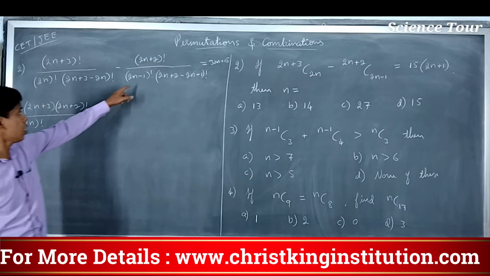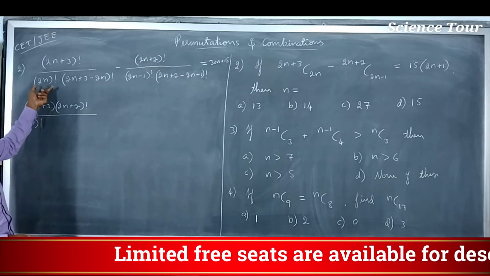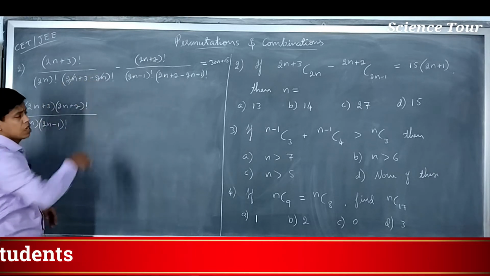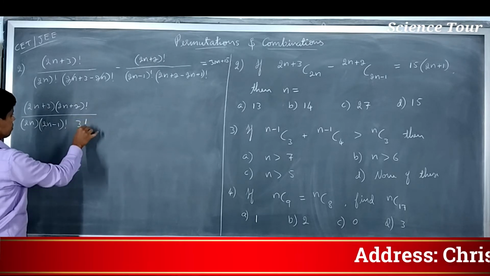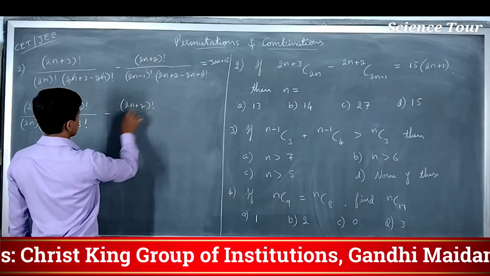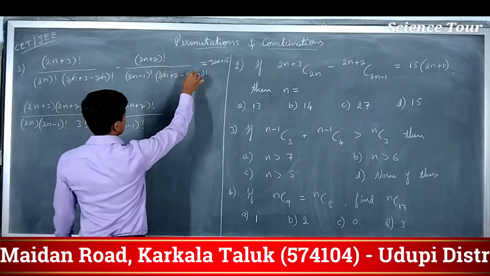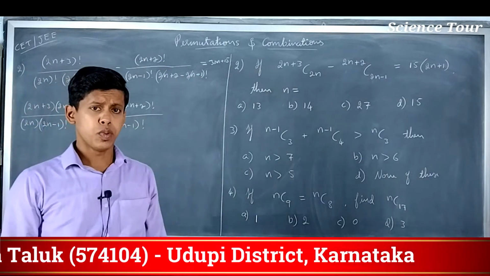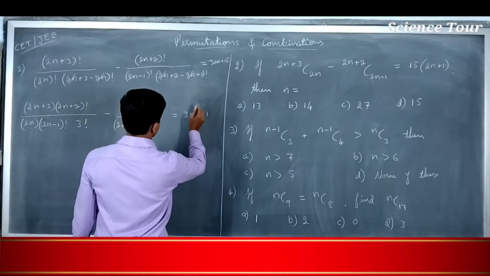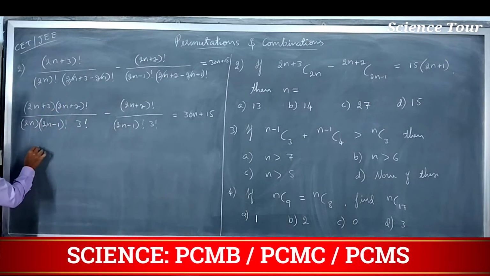We can reduce this because you have (2n-1) factorial here. So I will reduce it using the n factorial formula. So what is (2n) factorial? 2n into (2n-1) factorial, and here 2n cancels out, you are left with only 3 factorial, which is 6, and minus (2n+2) factorial over here, and this is (2n-1) factorial. Once again 2n can be cancelled out, 2 plus 1 again, you have 3 factorial, which is equal to 30n plus 15.